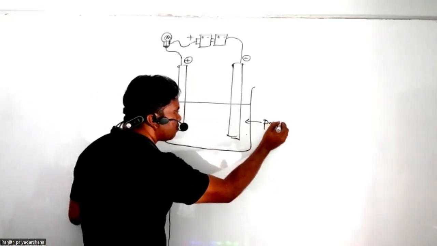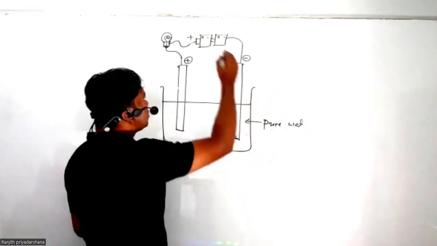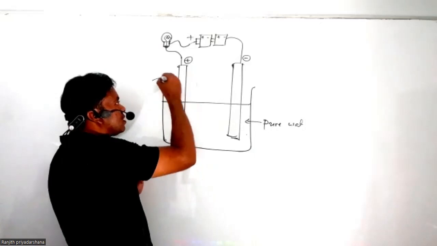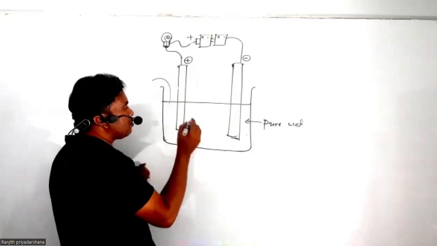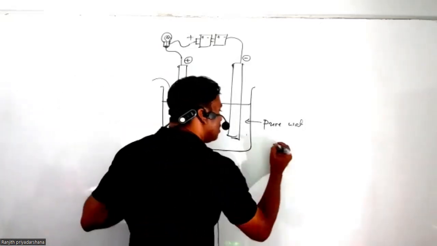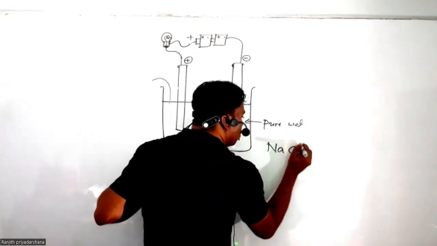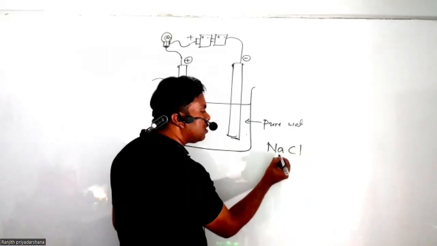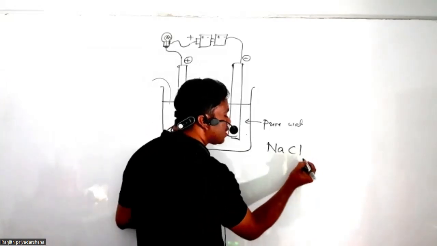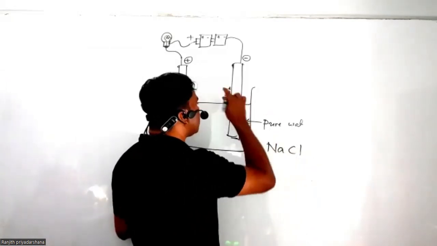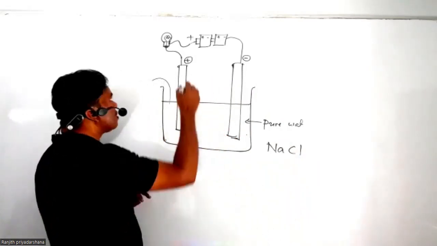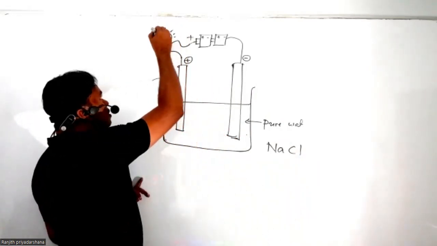Distilled water. You cannot say this bulb is lighting up. But when you add salt water instead, what is in salt water? Sodium chloride. Chemical symbol NaCl. It consists of sodium and chlorine. When you put that sodium and chlorine into water, it starts to light up this bulb.